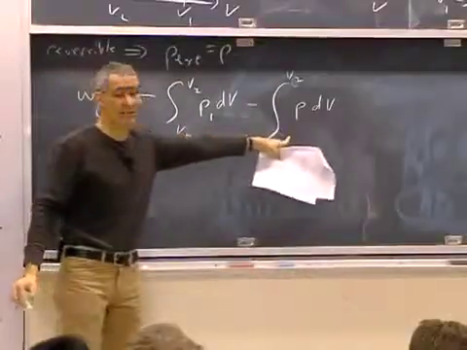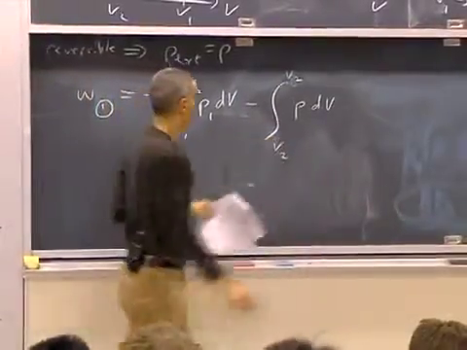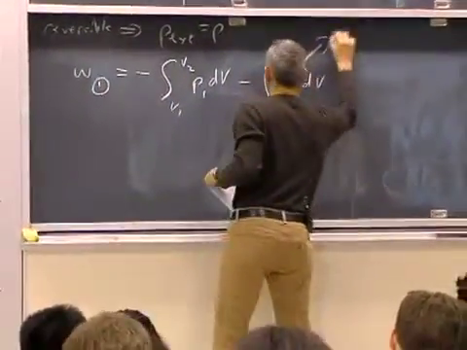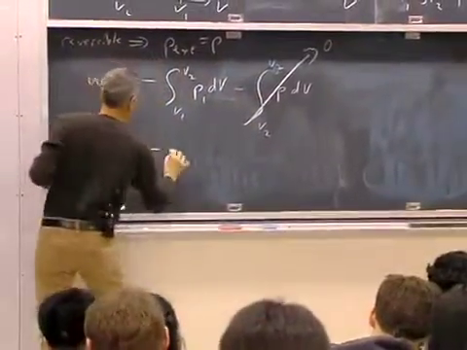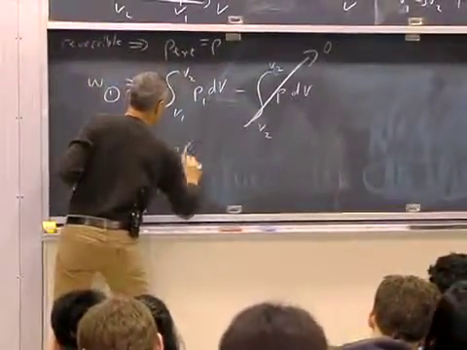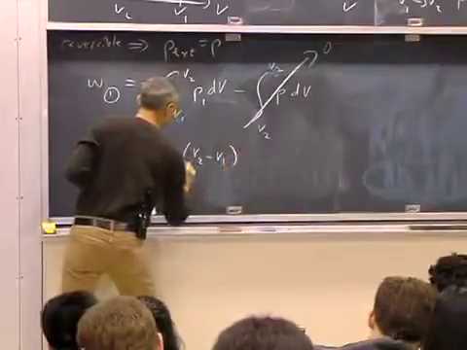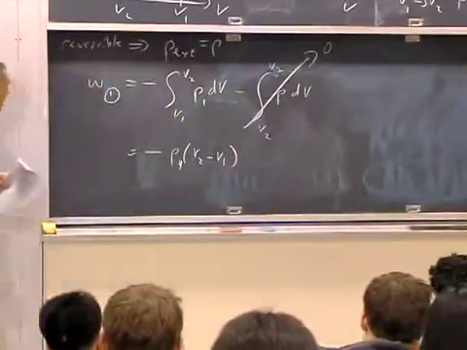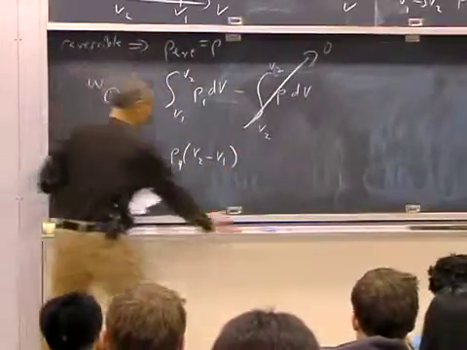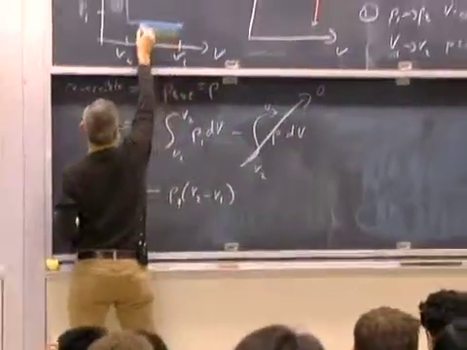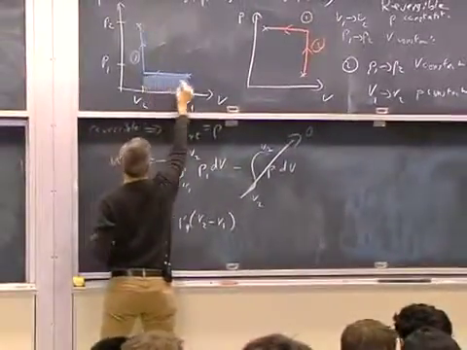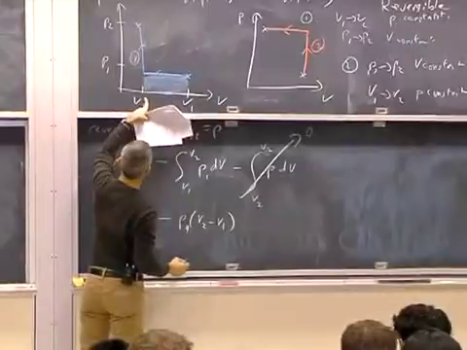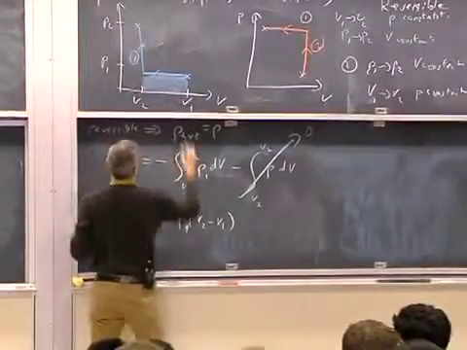What do you think this integral is? Right, so this is the easy part, right, 0 here. And this one is also pretty easy. That's minus P1 times (V2 minus V1), or P1 times (V2 minus V1). Well, that turns out to be this area right here. Okay, it's (V1 minus V2) times P1.